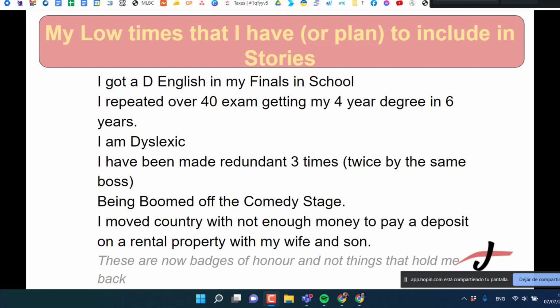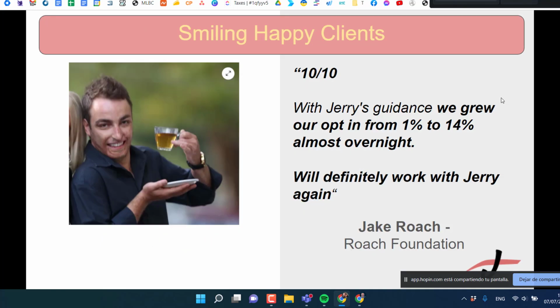I got a D in my finals in English in school in Ireland. I repeated over 40 exams, getting a 4 year degree in 6 years. I found out at 22 I'm dyslexic. I've been made redundant twice by the same boss. Been booed off stage of a comedy club. I moved from country with not enough money to pay a deposit on a rental property with my wife and son. These are now badges of honor and not things that are holding me back anymore. So, in ways, this has been so good for me as well.